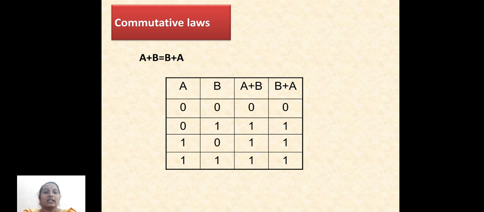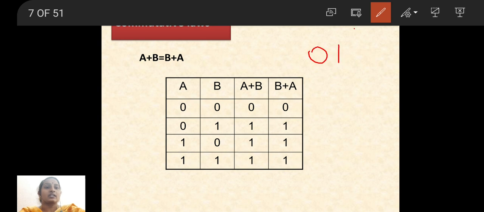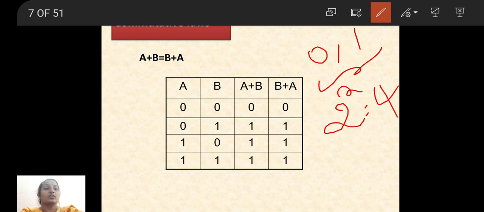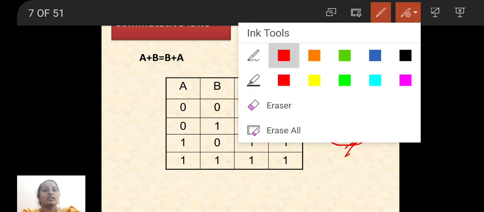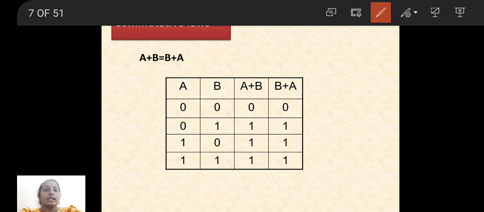Already I told you, by taking 2 variables, all these are the 4 combinations. So how many variables are we having? 2 variables, 0 and 1. So with 2 variables, how many combinations are we getting? 2 to the power of 2 is equal to 4. So a plus b, b plus a.